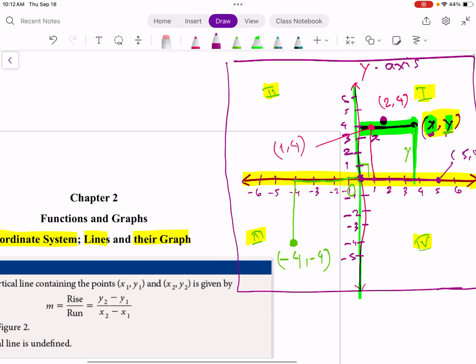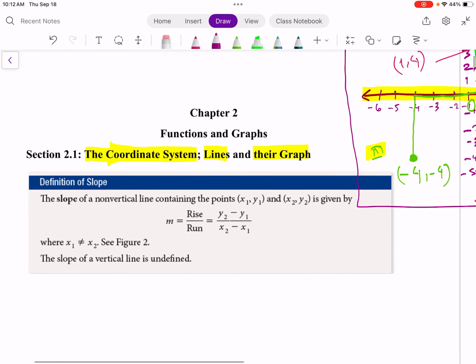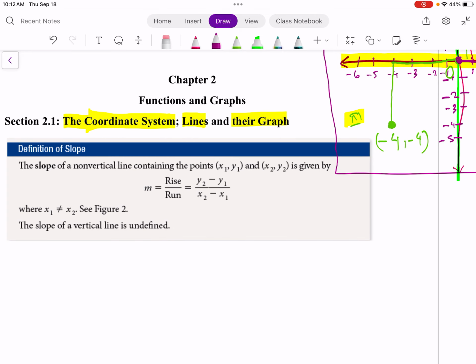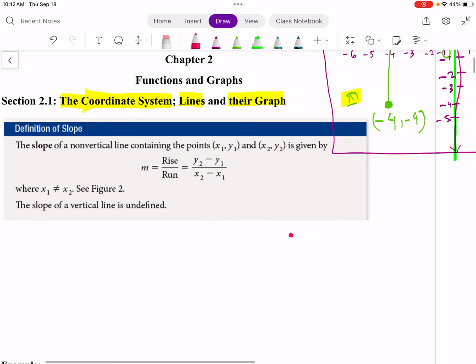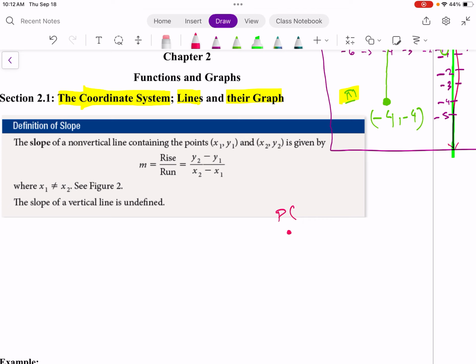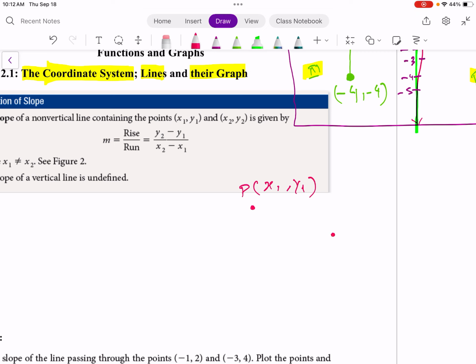Now, the next thing is, if we connect any 2 points, what do we get? So let's take any 2 points. Let me call the first point P, and its coordinate is (x1, y1) in general. Let me call the second point Q, and its coordinate is (x2, y2). If we connect these 2 points, what do we get? A straight line, right?